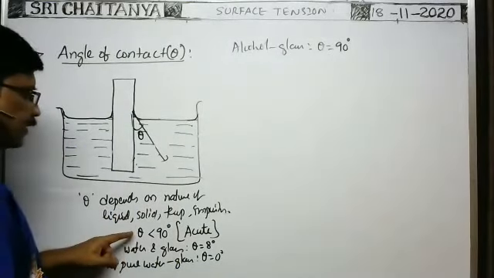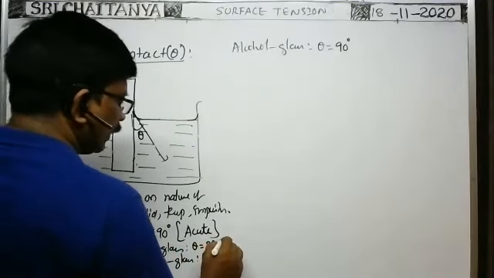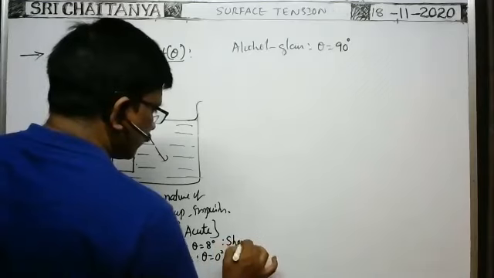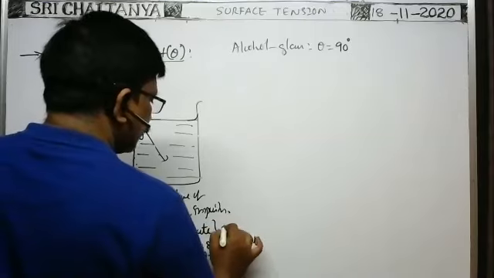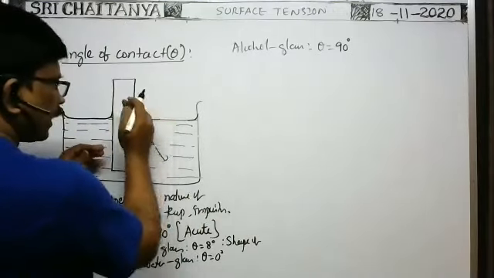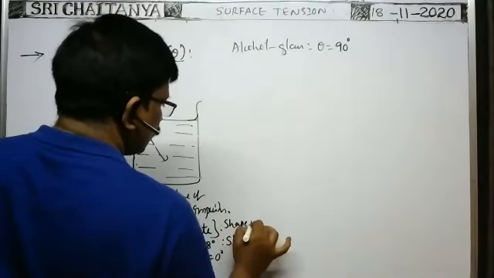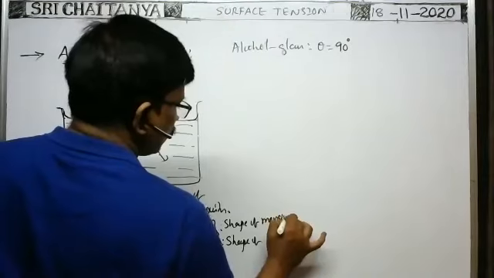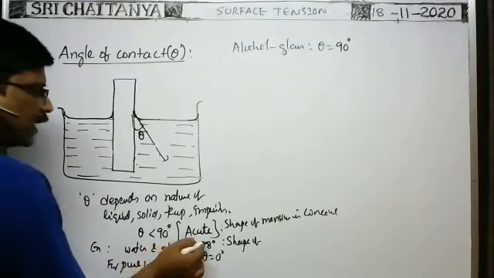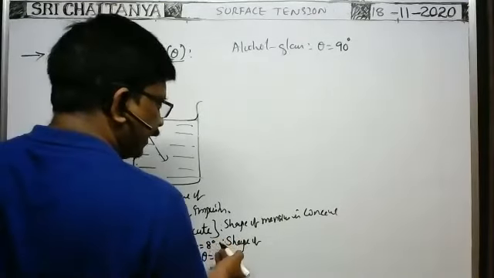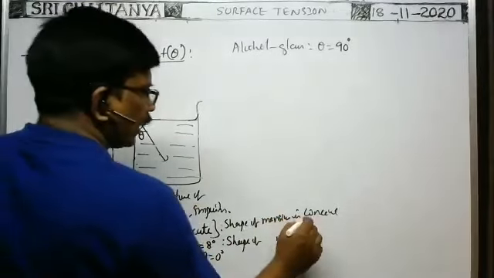Whenever the angle of contact is less than 90, suppose impure water and glass, the shape of the meniscus is concave. The shape of the meniscus is concave. If the angle of contact for water and glass is 80 degree, which is less than 90, the shape of the meniscus of the water and glass is concave only.